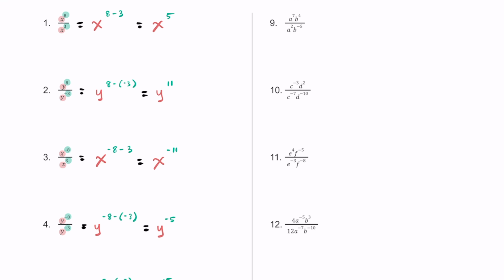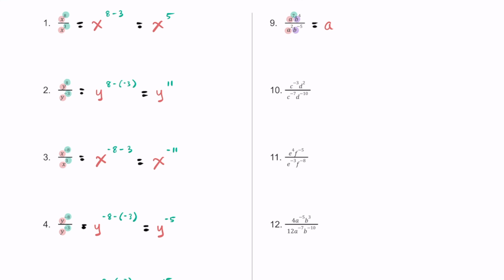For number 9, this looks a little bit more complicated, but it's going to be more of the same. We just have two different bases here. So notice we have these common bases of a, so we can use the quotient property with those. And then we can use that quotient property with the b's as a different base. Alrighty, so let's start with that base of a. We can go ahead and use that quotient property.